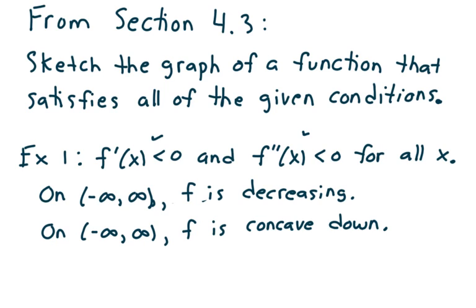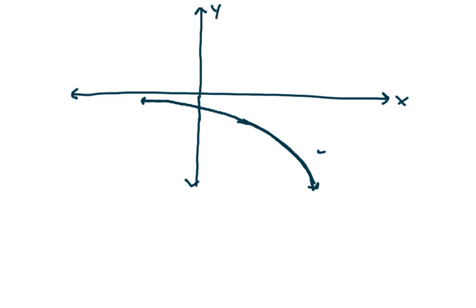On the interval from negative infinity to infinity, f is decreasing. And on the interval from negative infinity to infinity, f is concave down. Okay? And so what is that going to look like? Well, if you notice, this is, I claim, the graph of y equals f of x. So I want you to notice how the function is decreasing and at the same time is concave down. And basically that's what you're looking for. You're looking for a function that's decreasing and concave down at the same time. And that would satisfy both conditions.